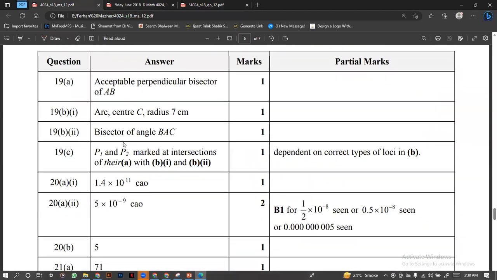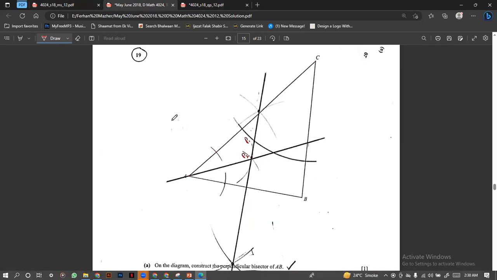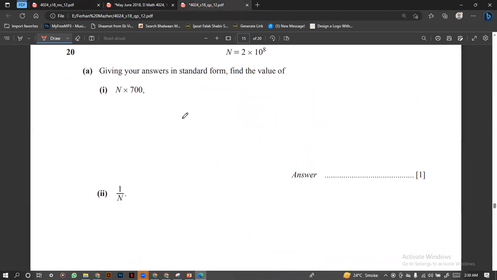This was question number 19, and you can see the marking scheme of question number 19. And this is the solution, and I hope you understand. Okay, so we are going to question number 20 here.